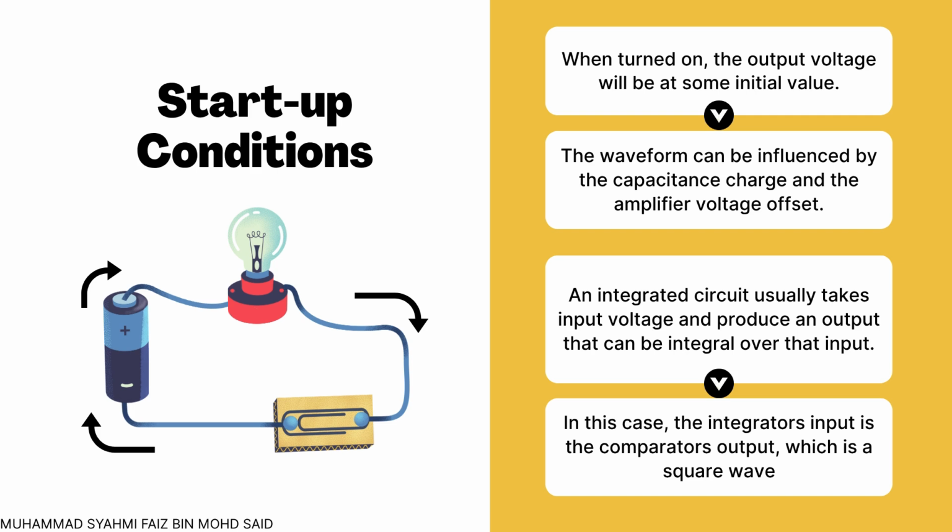Finally, in this case, the integrator input is the comparator output, which is a square wave. This specific point clarifies a particular scenario. It tells us that with this circuit, the integrator receives its input from a comparator.